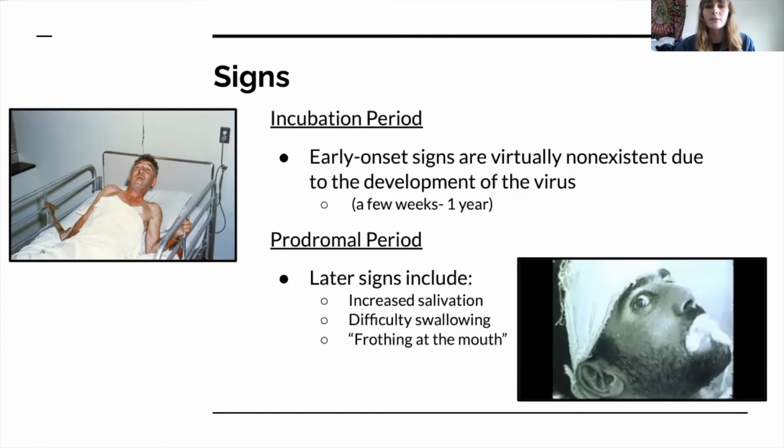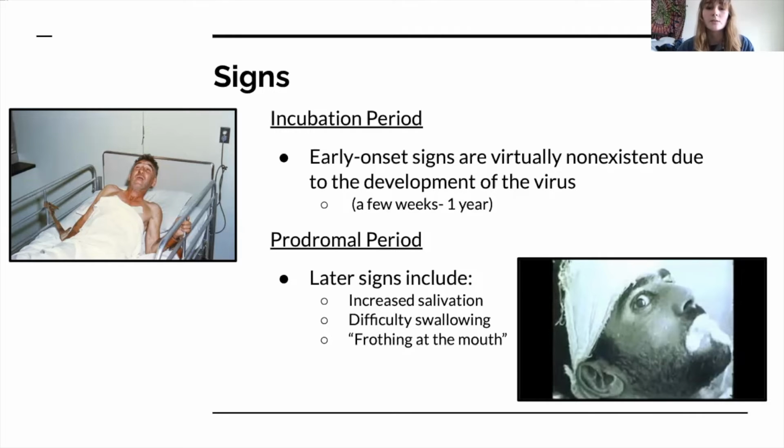So the thing with rabies is it has a really long incubation period that can last from a few weeks up to a year. So the early onset signs are pretty much virtually non-existent. And the reason it's so fatal in humans is because we don't realize we have it until it's too late to have any medicine to help with the disease.